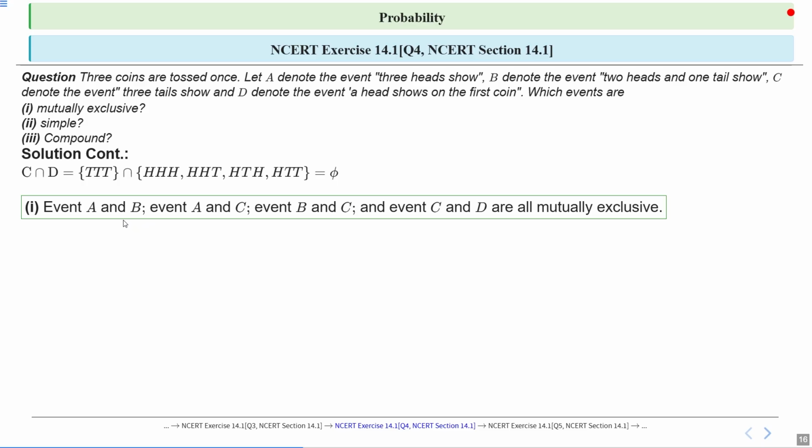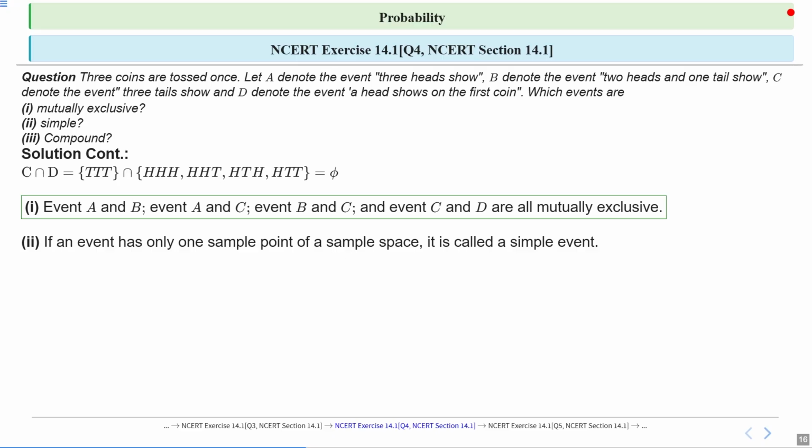So A and B, the events, are mutually exclusive, and since A intersection C is empty, events A and C are mutually exclusive, and since we have shown B intersection C is also the empty set, and also we have shown C intersection D is empty set, AB, AC, BC and CD are all mutually exclusive events. Clear?